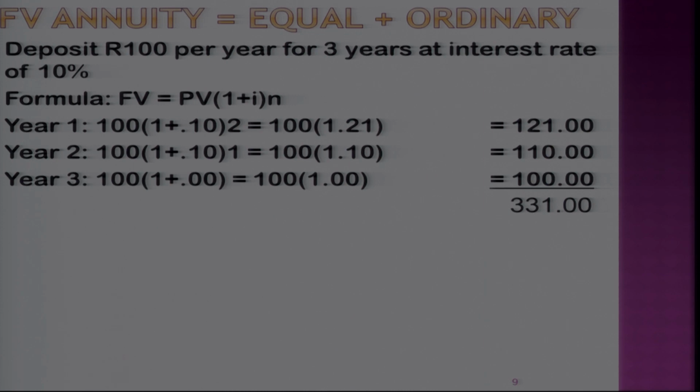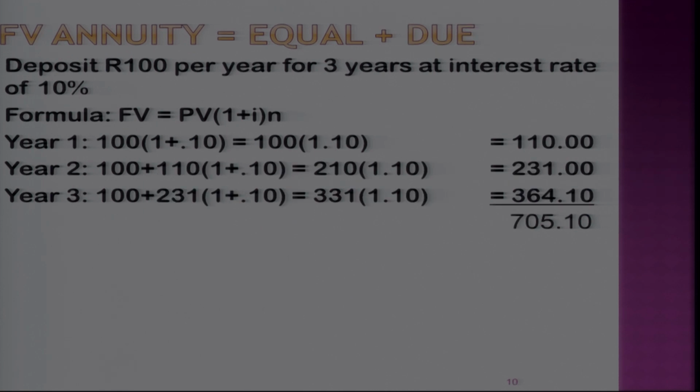So year 1, you will put in your formula, and n will be 2. Because where you are at, right, you're going to still get interest for the 2 coming years. And in year 2, you've now moved on a year forward. That means that you're only going to get interest for 1 year, because only 1 year will be left. And year 3, you're not going to get interest, because you are in the last year. And then you will just calculate up your numbers, and your answer will be 331.